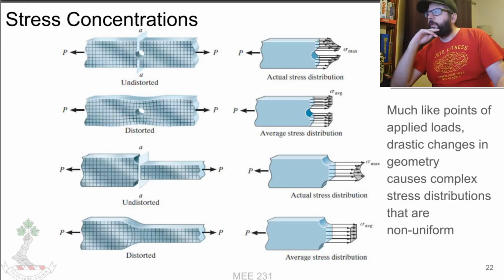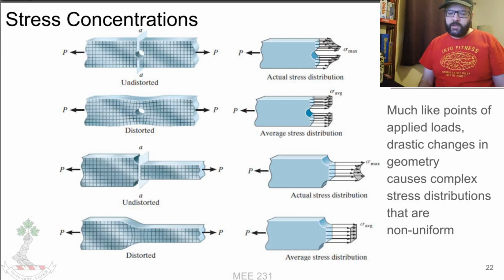The last concept I want to talk about today is stress concentrations. St. Venant's principle: if you're far enough away from a point of distortion or the applied load and so forth, the stress will be uniform. Well, what's the exact opposite of that? If you are very close to a point of an applied load, a drastic change in geometry, and so forth, then you are going to get extremely non-uniform stress distributions.